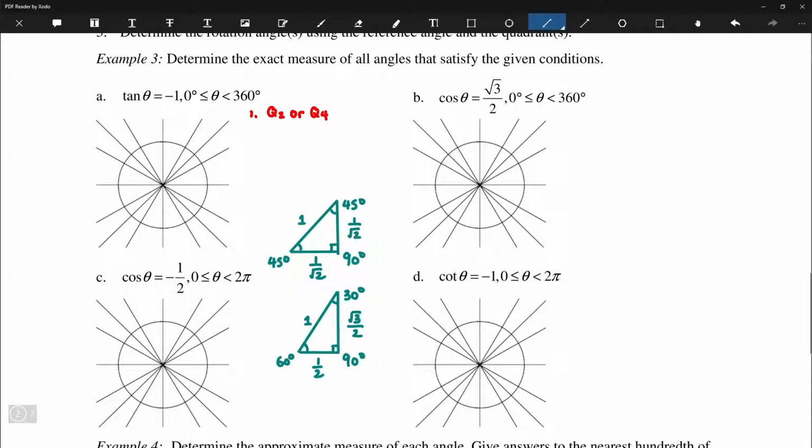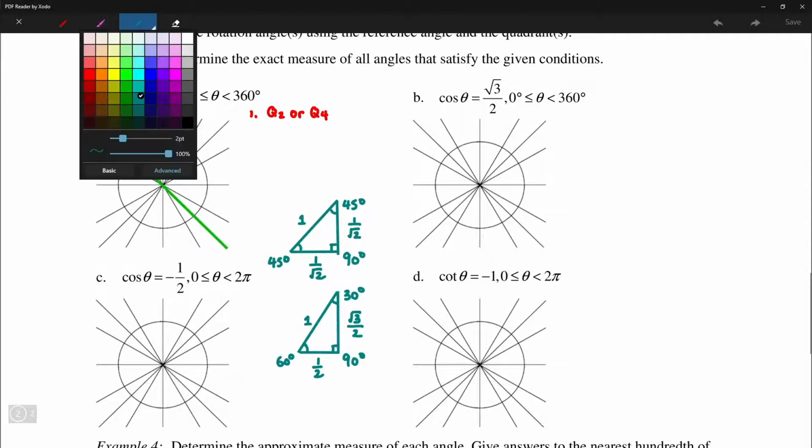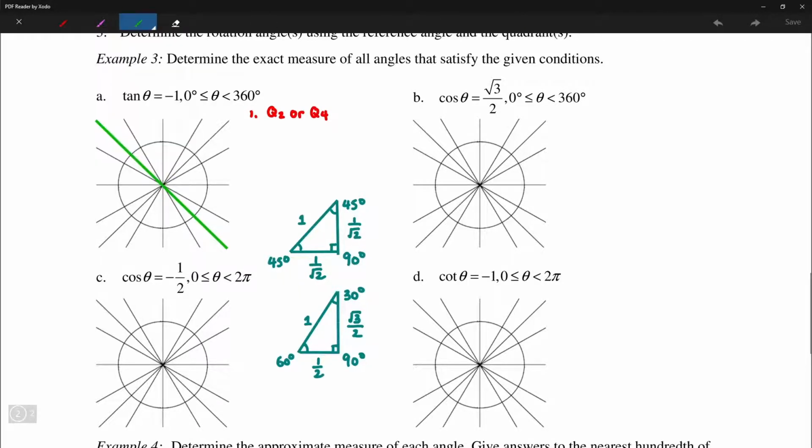Now we are going to be in quadrants 2 or 4, so the way that we're going to draw our angles is this way. Let's go ahead and draw in the triangle. So we have either 135 degrees, or we will have 315 degrees. So going this way, I guess, 315.